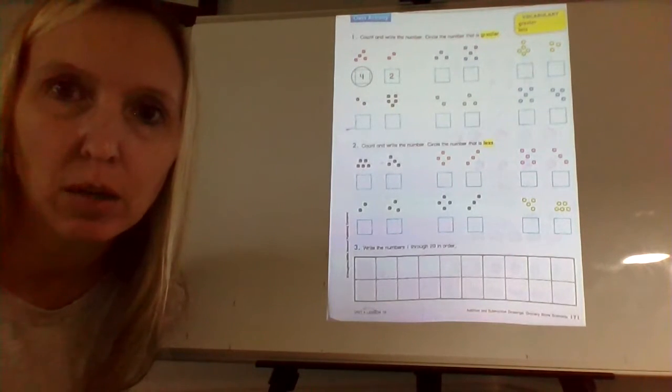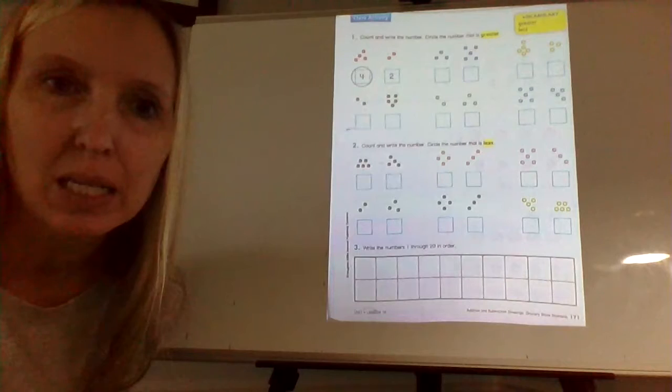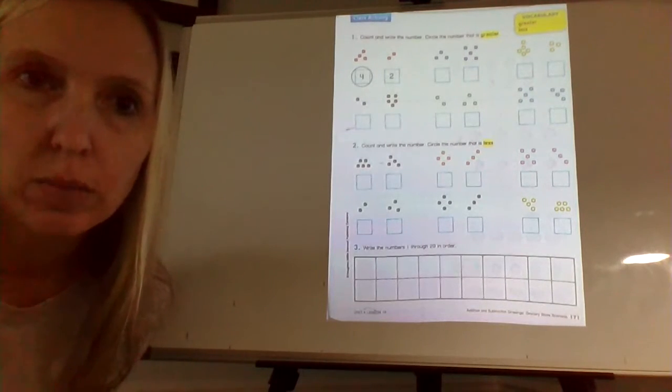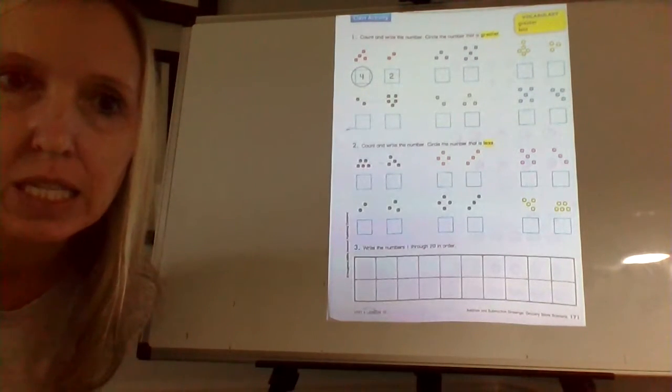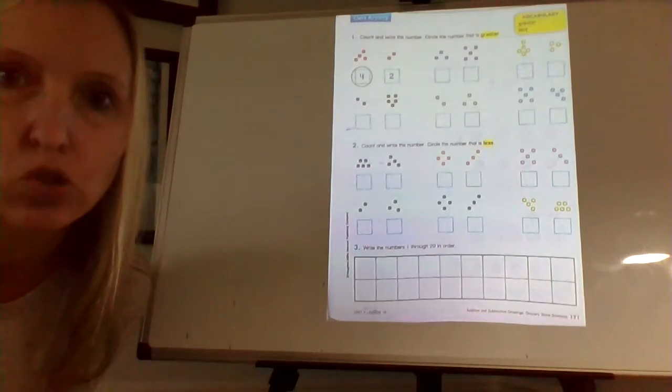We're going to do a math lesson today on greater than and less than. So we're going to start out by talking about greater than. Greater means bigger or more. So we're going to be comparing two sets of dots and talking about which set is greater.